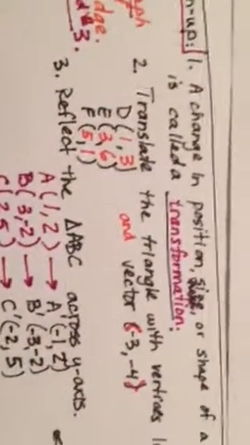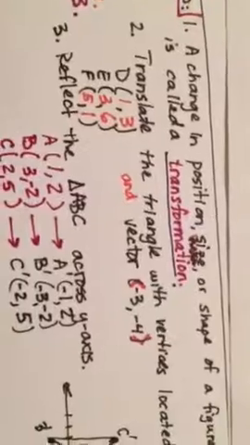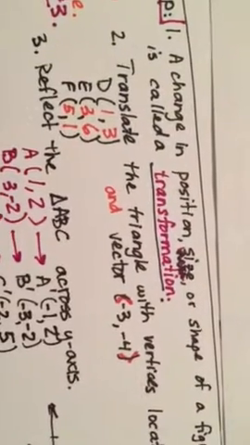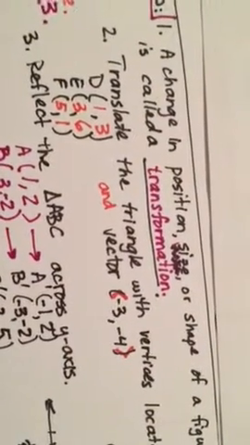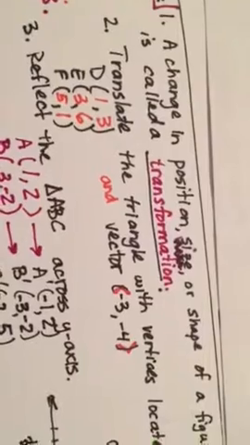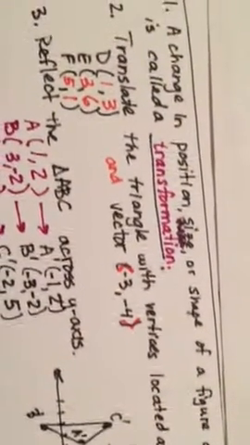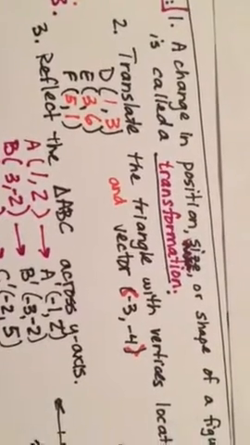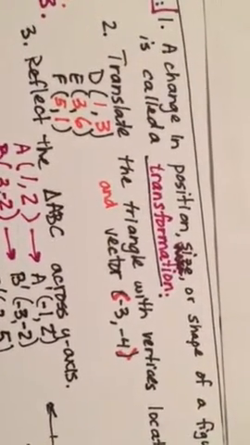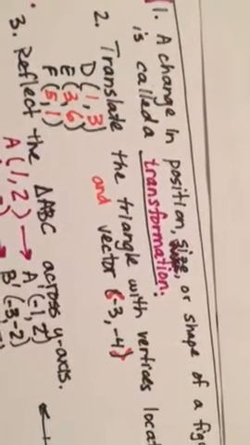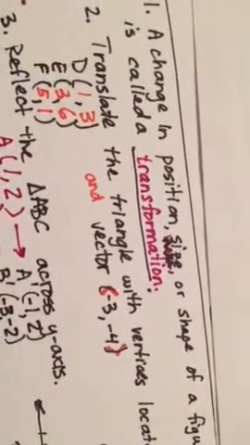And your warm-up, number 1, is a change in position, size, or shape of a figure or graph is called a transformation. It included size and shape. Number 2, translate the triangle with vertices located at D (1, 3), E (3, 6), and F (5, 1), and translate it along the vector (-3, -4).